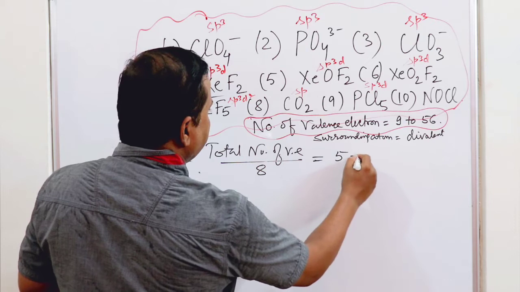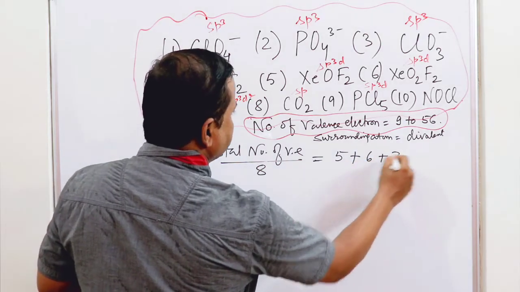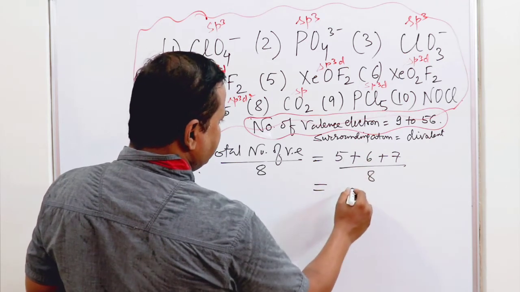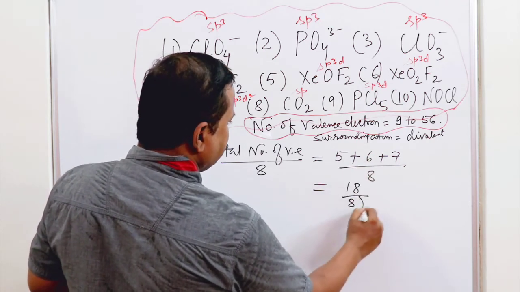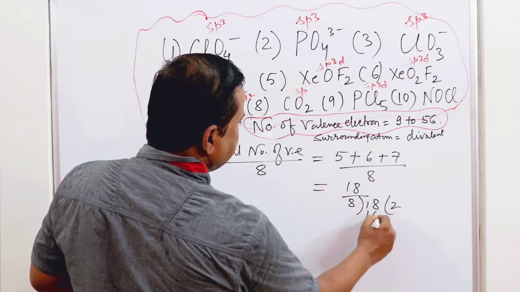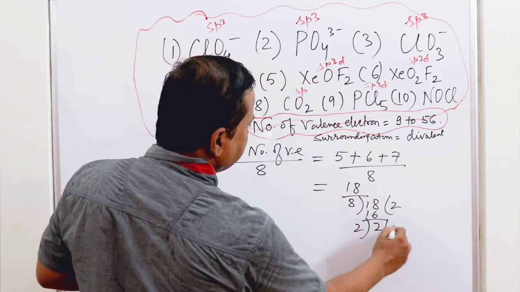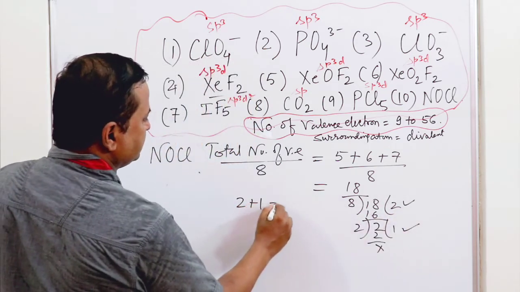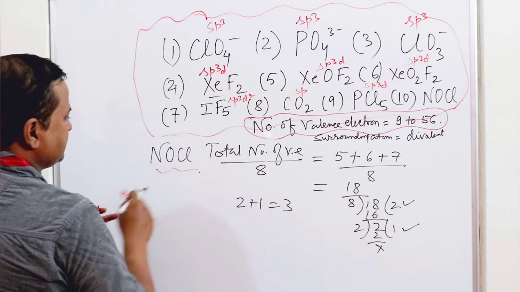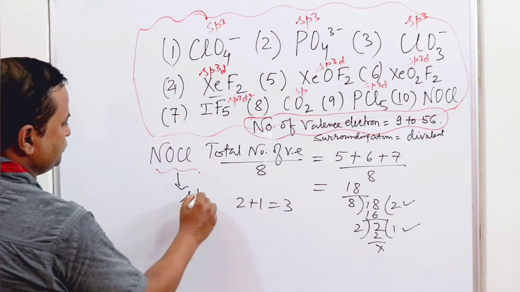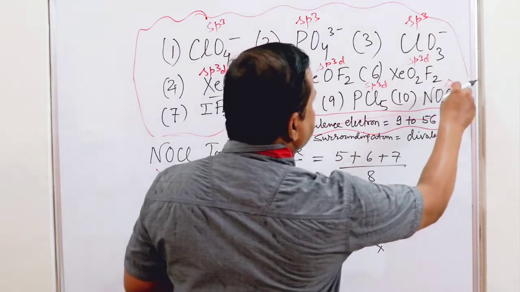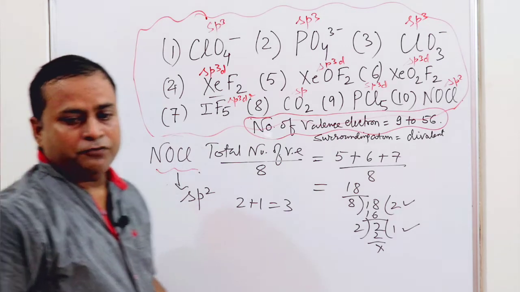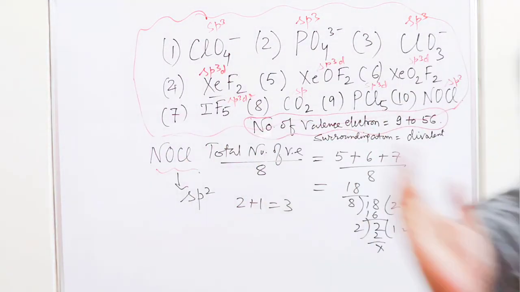Nitrogen 5, oxygen 6 and chlorine 7, so 5 plus 6 is 11, 11 plus 7 is 18, divided by 8. 8 2s are 16, 2 remainder, divide this by 1, so we get 2 and 1. You add them, 2 plus 1 equal to 3, so that means this hybridization is sp2. So in this way we can calculate the hybridization, so please note down.